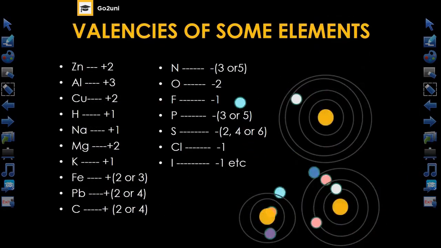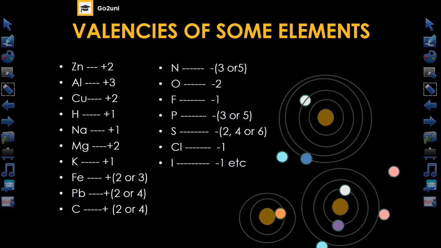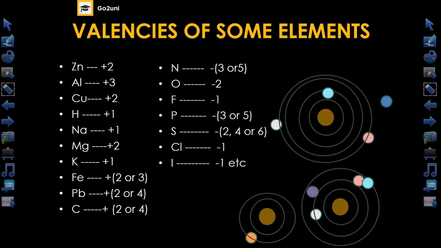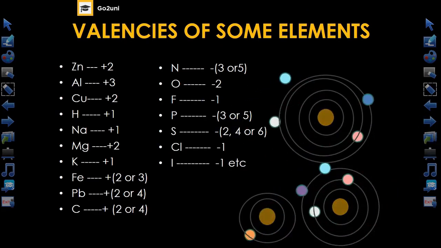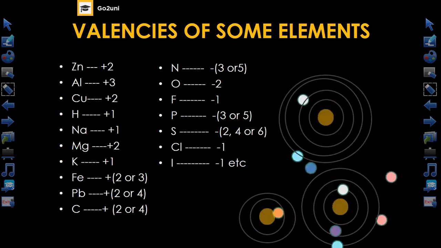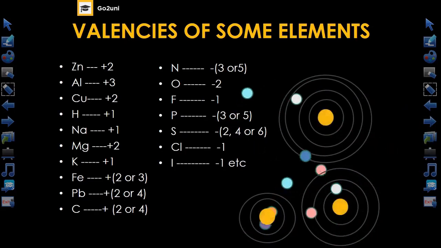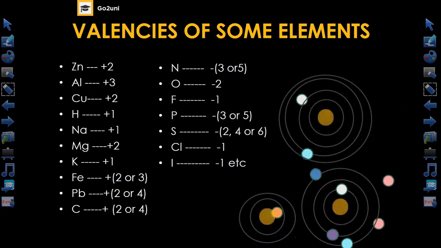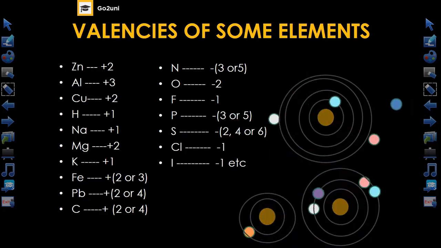So looking at the display on the screen, we can see the valencies of different elements. Some elements have just one valency and some others have more than one valency. So these are the valences of these elements, and these valences play a very crucial role in chemical bonding, and any reactions that they go into.